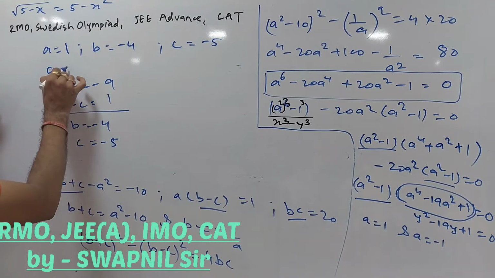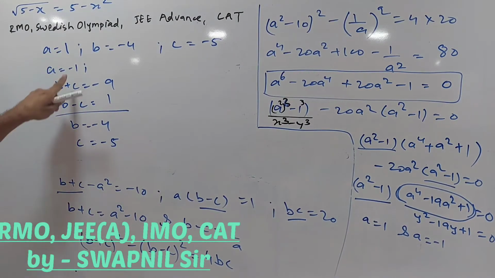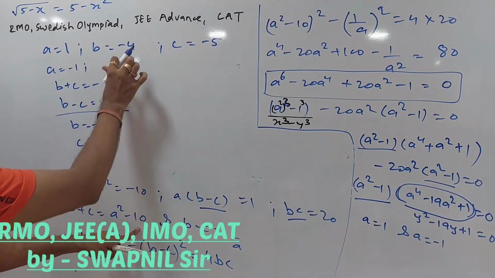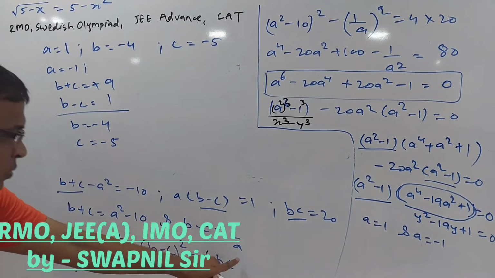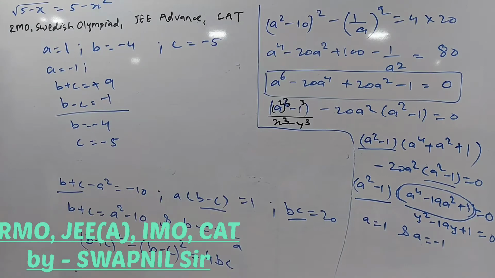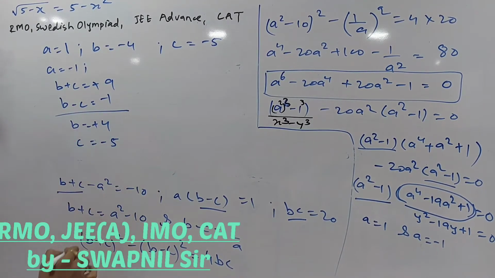Now the second set: when a is equal to minus 1, what will happen? When I put a is equal to minus 1 here, it is 1 minus 10, so that gives me b plus c is equal to plus 9, and b minus c is equal to minus 1. So when I solve this, when I add these two again, it will give me 2b, and this is 8, so b will be plus 4, and when b is plus 4, c will be plus 5.